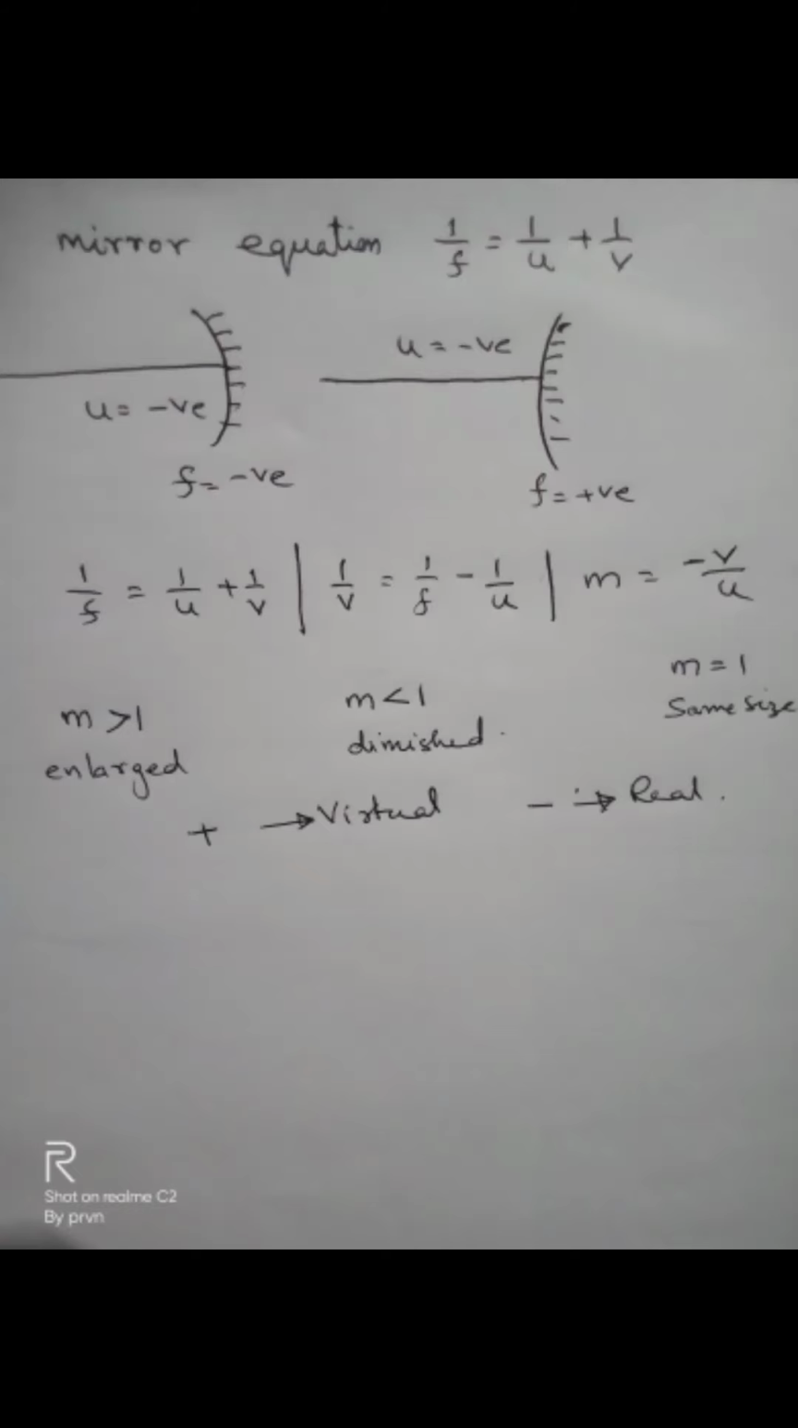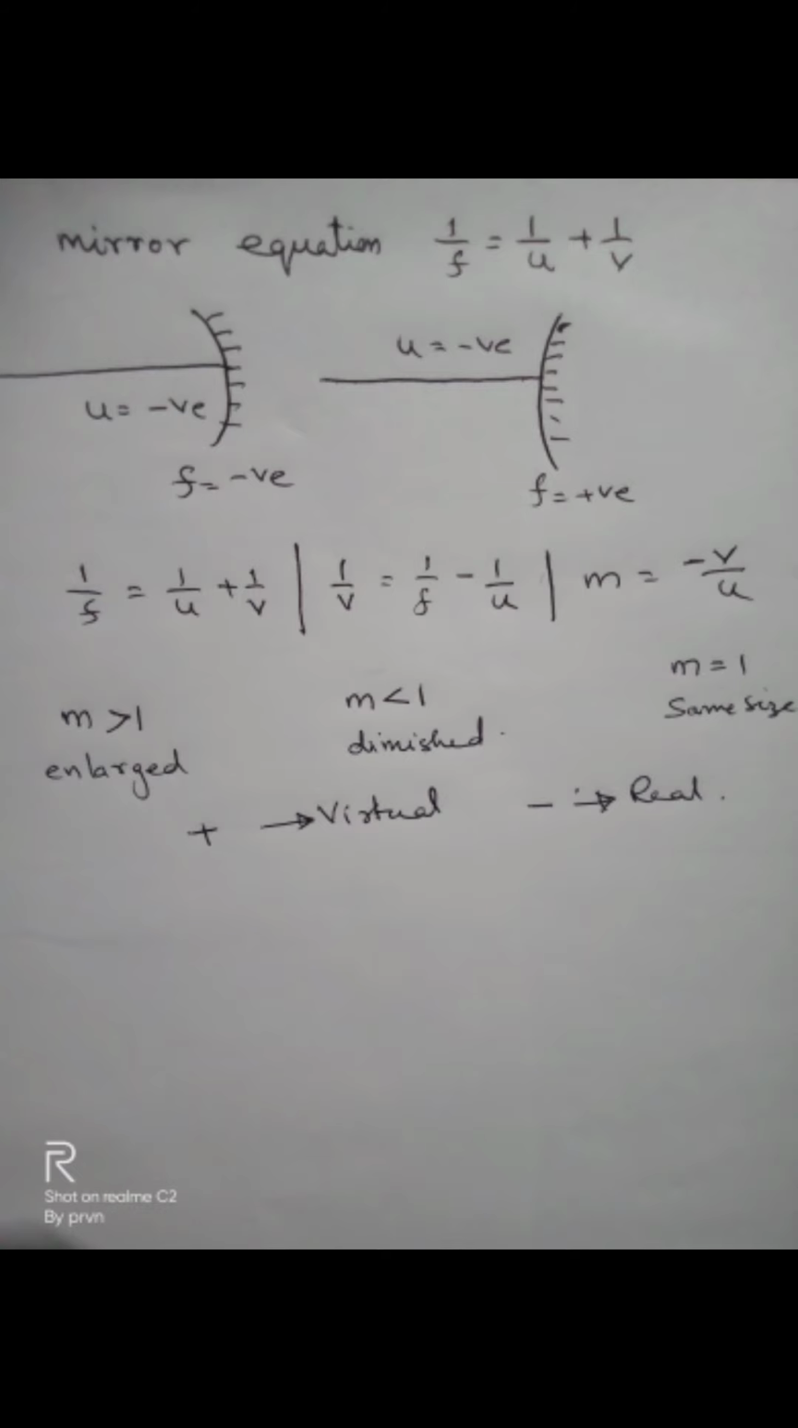For doing this 9.15, we need to have some knowledge about the mirror equation. In the mirror equation, 1/f = 1/u + 1/v. The focal length of the concave mirror you need to take negative, and the focal length of the convex mirror you need to take positive. And in both situations, the object distance you need to take negative.